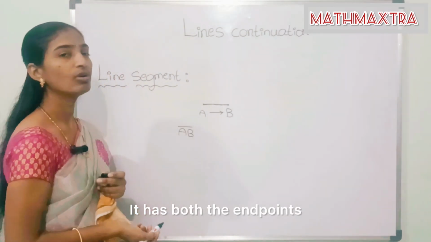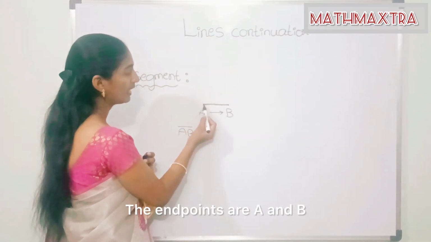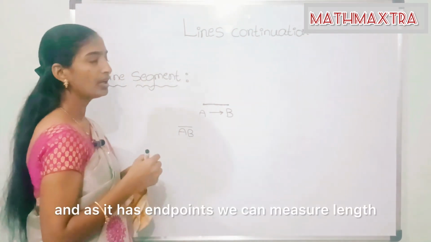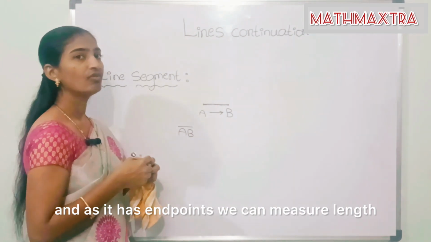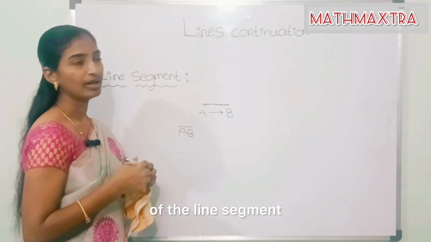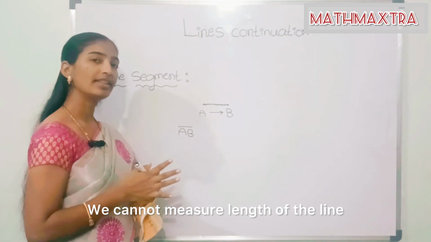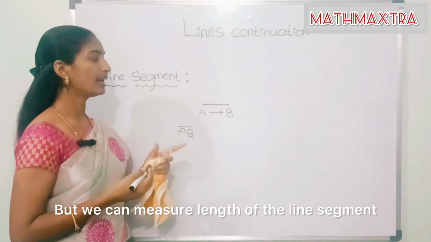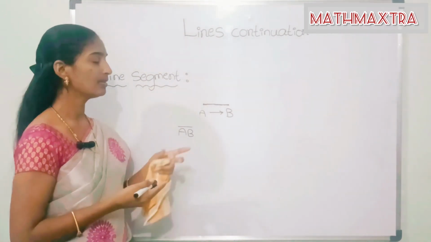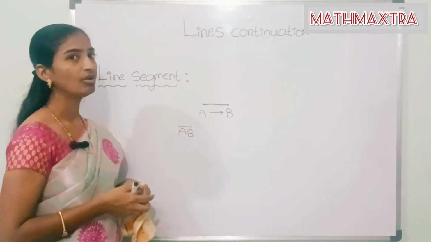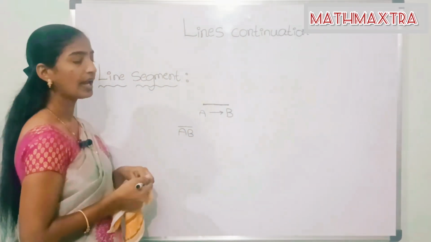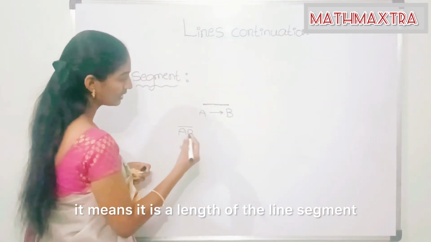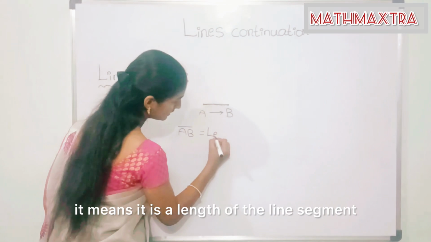It has both endpoints. The endpoints are A and B. As it has endpoints, we can measure the length of the line segment. We cannot measure the length of a line because it doesn't have endpoints. But we can measure the length of the line segment because it has both endpoints. This is what a line segment is, and we represent it with AB. It means the length of the line segment.